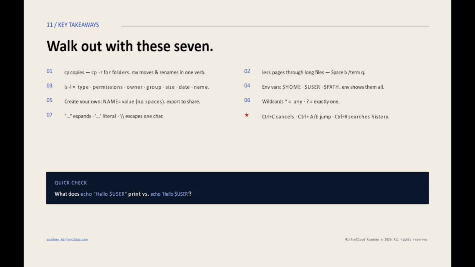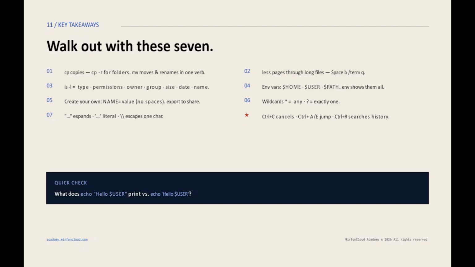ls -l shows 7 columns: type, permissions, links, owner, group, size, date, and name. Environment variables store system settings. You can create your own with name=value, no space. Then you can pass that to child processes by using the export keyword. Wildcards, star and question mark, select many files at once. Three quoting styles exist. Double quotes expand while single quotes are literal. Backslash escapes one character. This is a very important area in the LPI exams.